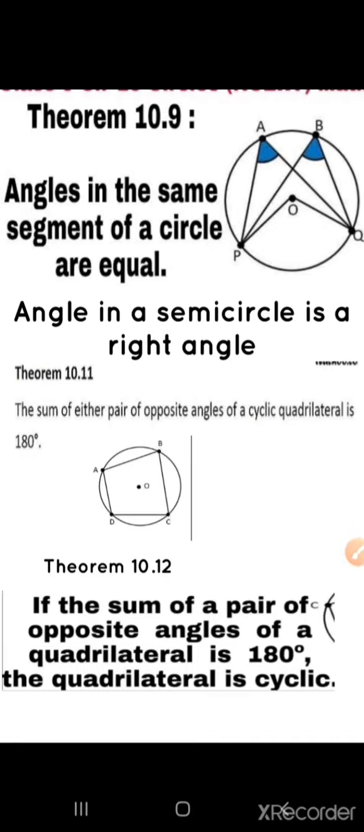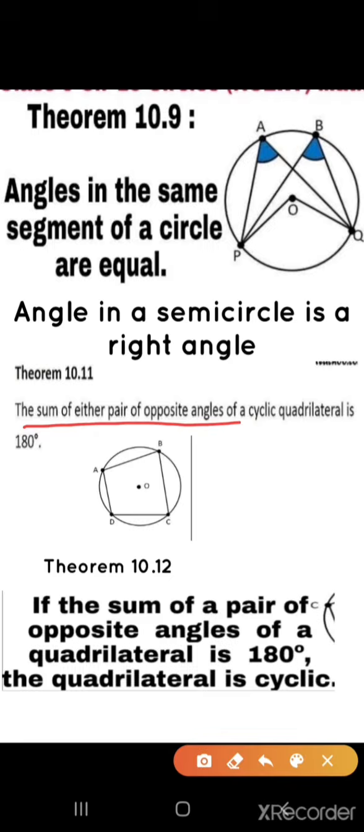Sum of either pair of opposite angles of a cyclic quadrilateral is 180. What is a cyclic quadrilateral? Cyclic quadrilateral means the quadrilateral with vertices A, B, C, D is inside a circle. All the points are points on the circle itself. Then we can tell that it is a cyclic quadrilateral.